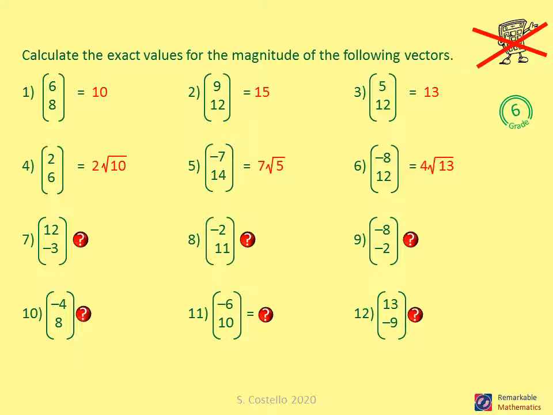7 is 2 root 17, 8 is 5 root 5, 9 is 2 root 17, 10 is 4 root 5, 11 is 2 root 34, finally 12 is 5 root 10.